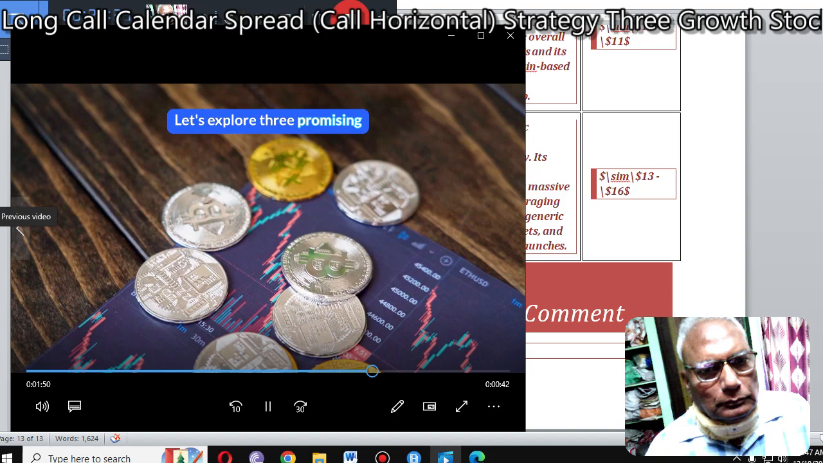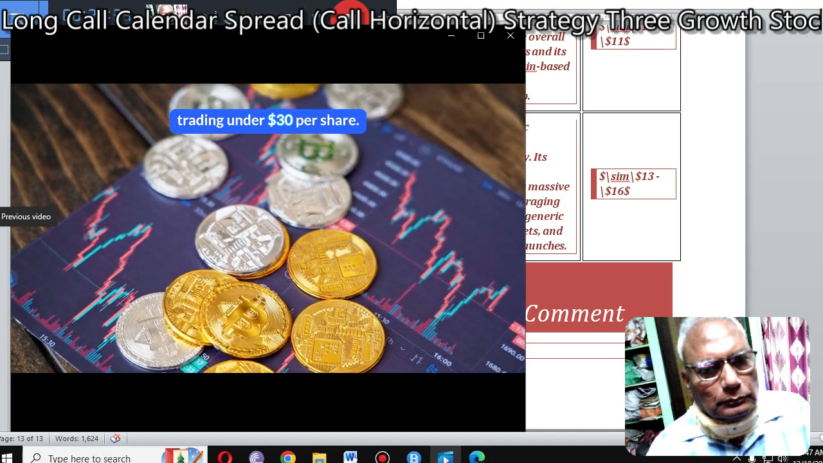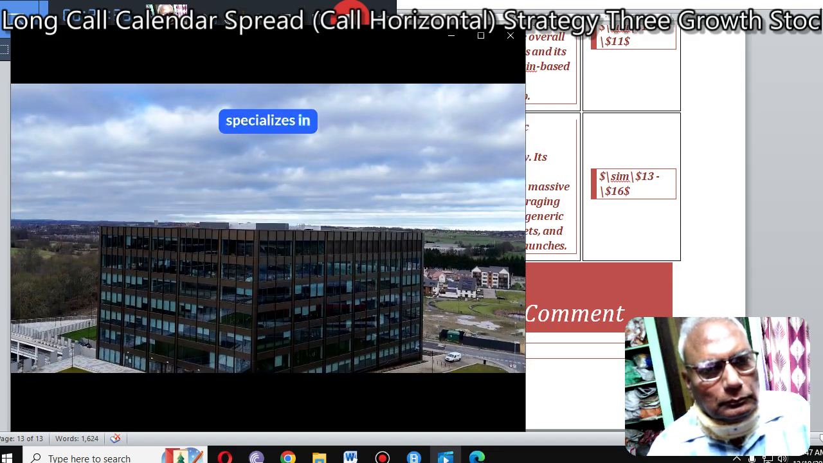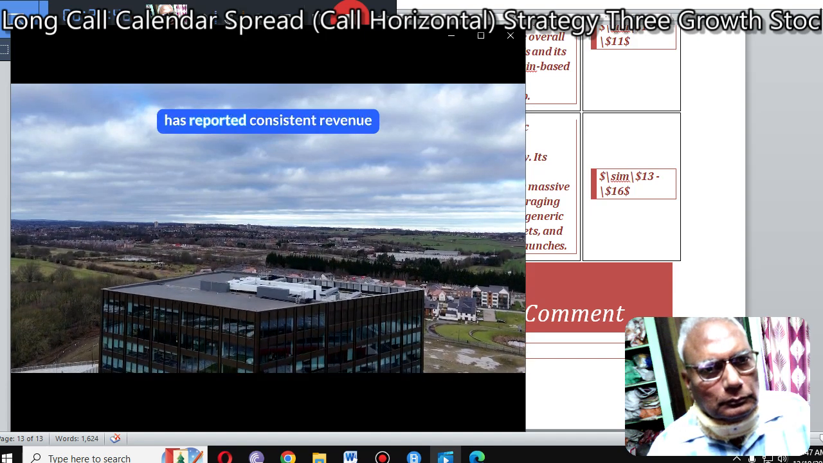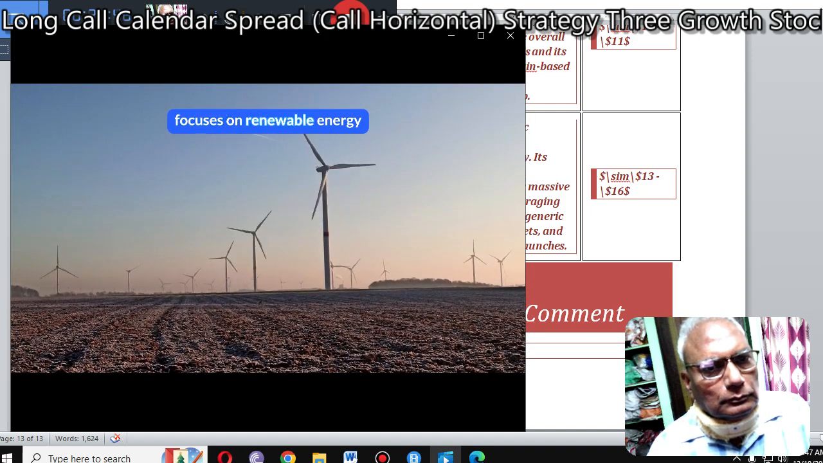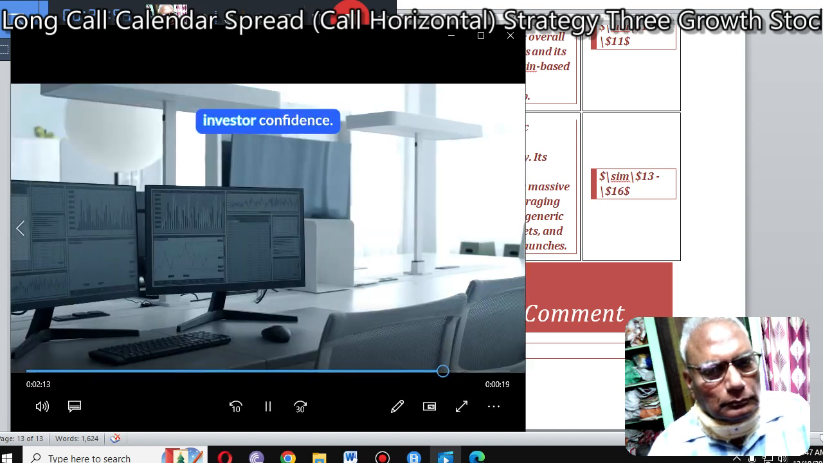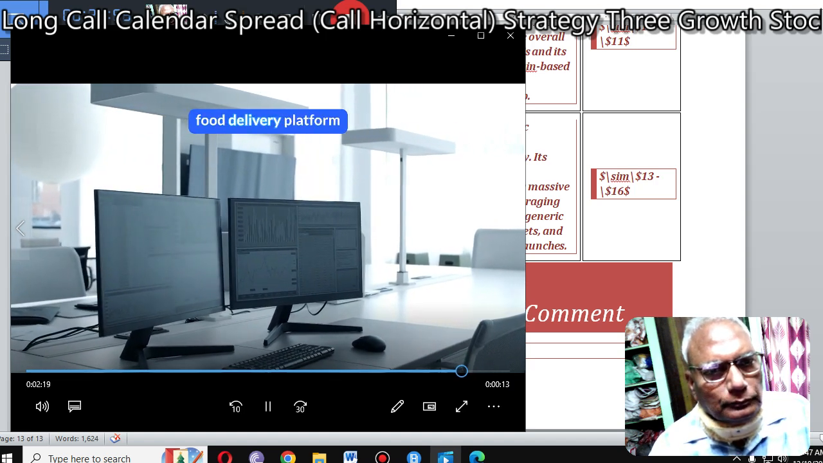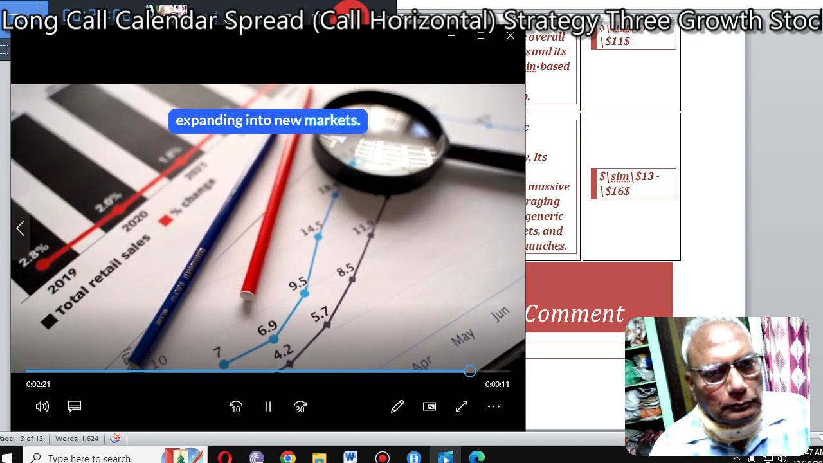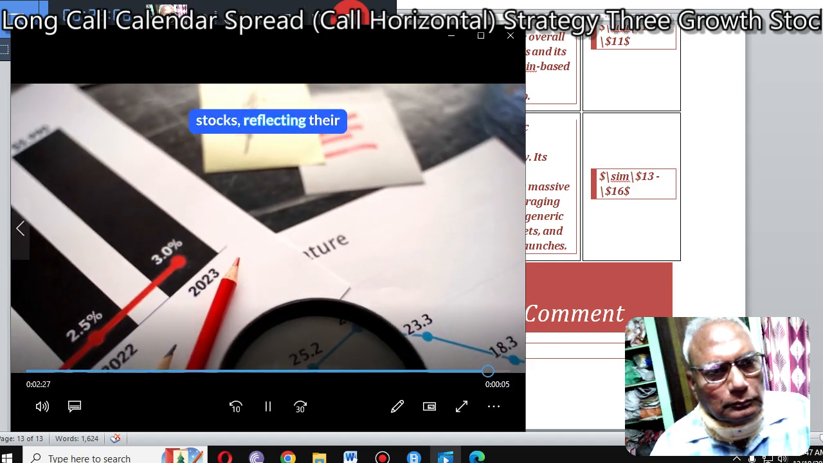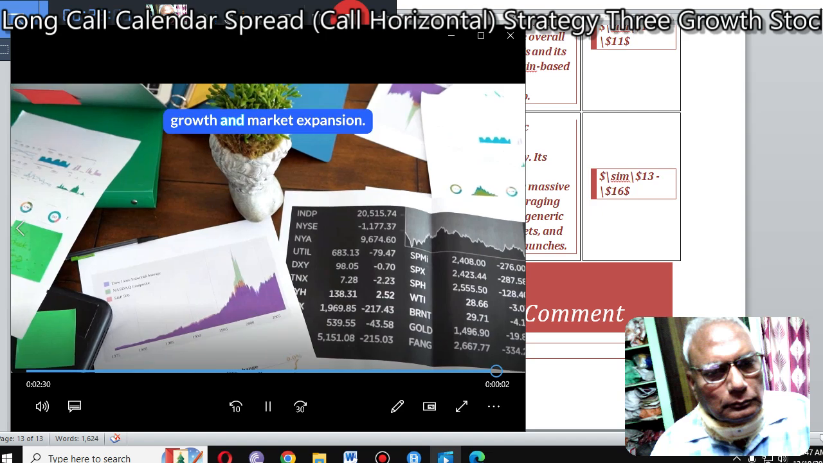Let's explore three promising growth stocks currently trading under $30 per share. The first company, XYZ Technologies, specializes in cloud-based solutions and has reported consistent revenue growth over the past year. Next, Greenwave Energy focuses on renewable energy projects and recently secured several new contracts, boosting investor confidence. Finally, Urban Eats is a fast-growing food delivery platform expanding into new markets. Analysts have set ambitious target prices for each of these stocks, reflecting their strong potential for future growth and market expansion.